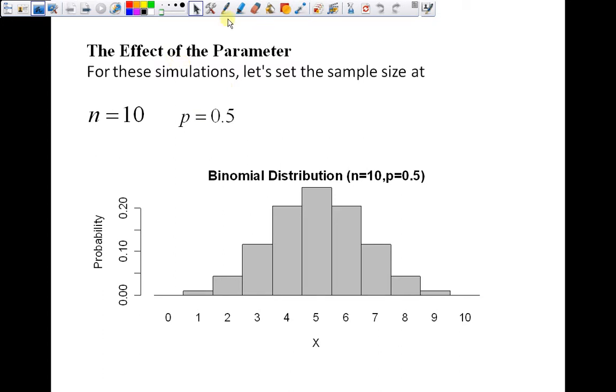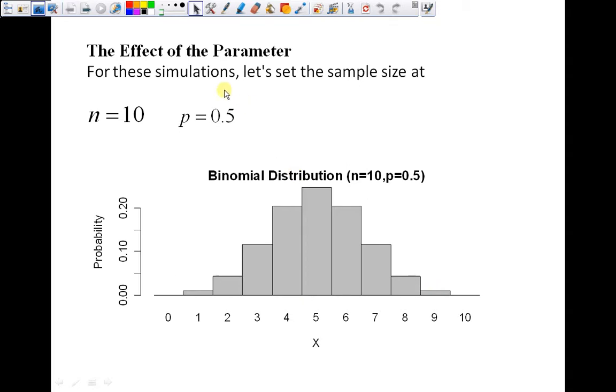An example for this is P is 0.5, that'd be like flipping a coin 10 times, and we would observe the number of heads that we achieved. So in this case, this is 5 heads, this is 6 heads, 7 heads, 8 heads, 9 heads, and 10 heads does occur. The probability is just so small it doesn't show up here.